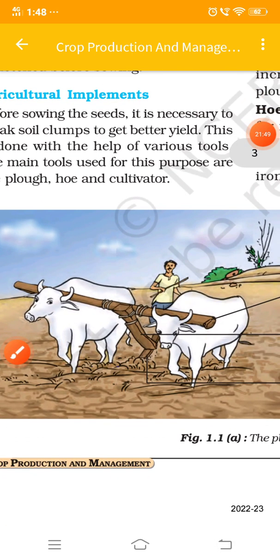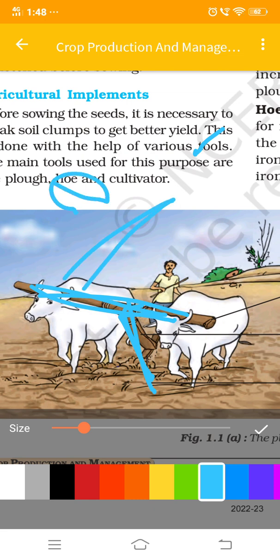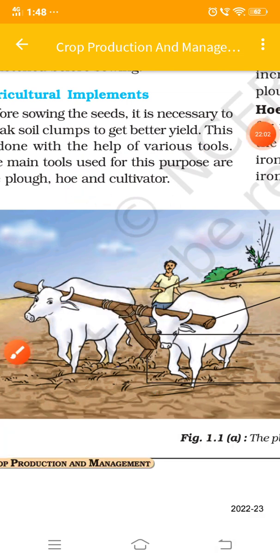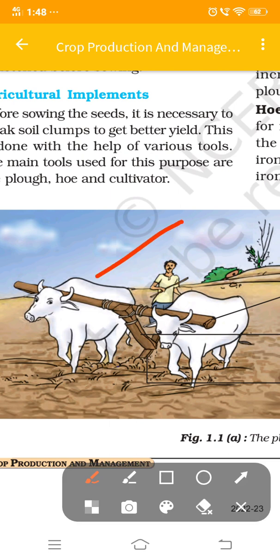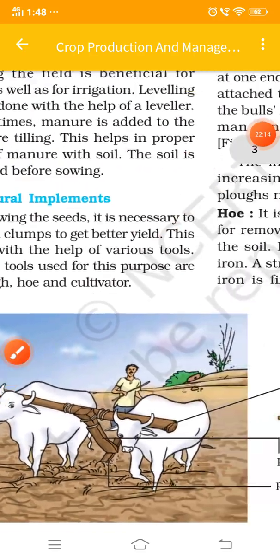Plug means this one you can see, T-shaped, this one is plug. Hoe means what? Which is like this, and having a bent blade. In Marathi we call it khora. Okay, this one. I want cultivator.